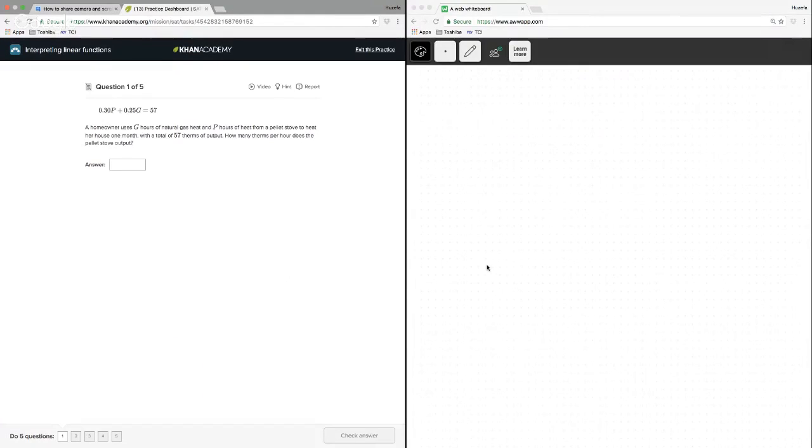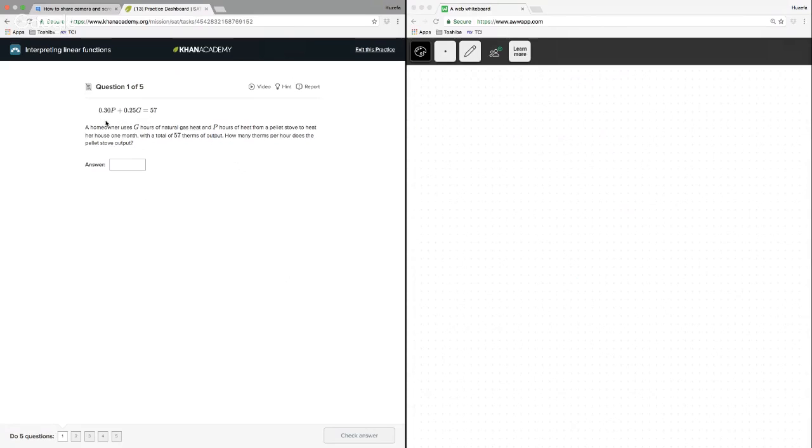Okay. Yeah, they didn't really have a lot of these problems on the SAT back when I was in high school. They're increasing their presence much more now. Question 1, 0.3P plus 0.25G equals 57. A homeowner uses G hours of natural gas heat and P hours of heat from a pellet stove per hour to heat her house 1 month with a total of 57 therms of output. How many therms per hour does the pellet stove output?